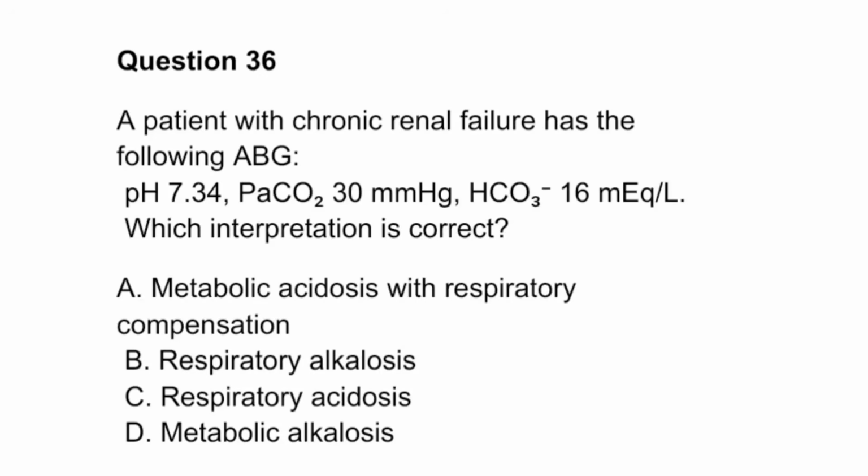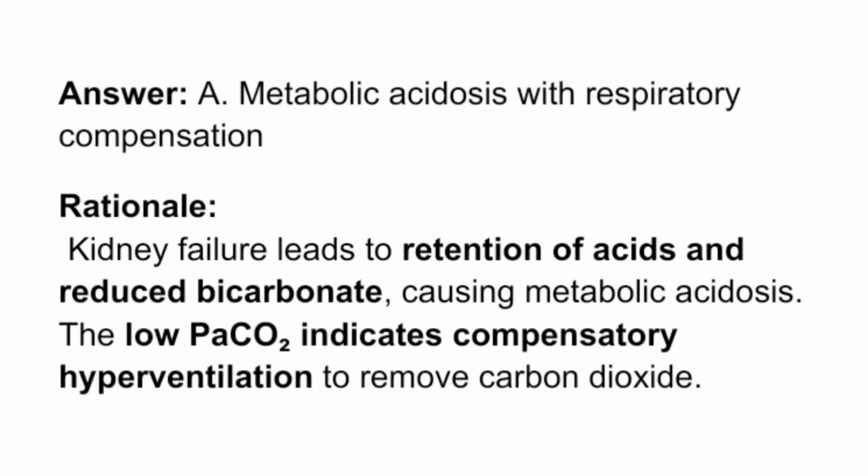Question 36. A patient with chronic renal failure has the following ABG: pH 7.34, PaCO2 30 mmHg, HCO3- 16 mEq per liter. Which interpretation is correct? A. Metabolic acidosis with respiratory compensation. B. Respiratory alkalosis. C. Respiratory acidosis. D. Metabolic alkalosis. Answer: A. Metabolic acidosis with respiratory compensation.